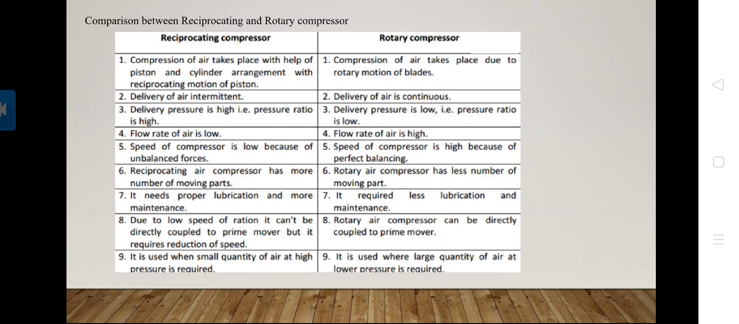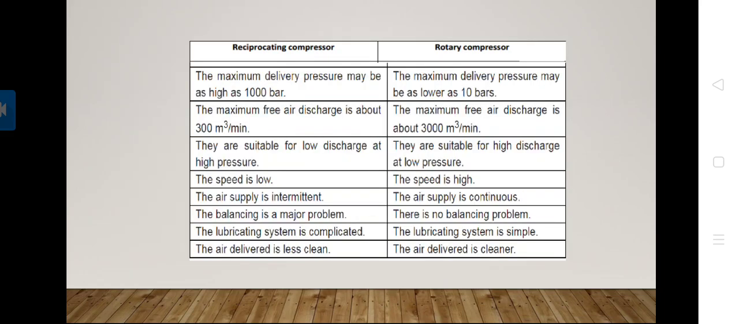Reciprocating compressors are used where a small quantity of air at high pressure is required, and rotary compressors are used when a large quantity of air at lower pressure is required. Maximum delivery pressure in a reciprocating compressor is as high as 1000 bar, and in a rotary compressor only 10 bar. Maximum free air discharge is as high as 300 meter cube per minute in reciprocating, and as high as 3000 meter cube per minute in rotary.